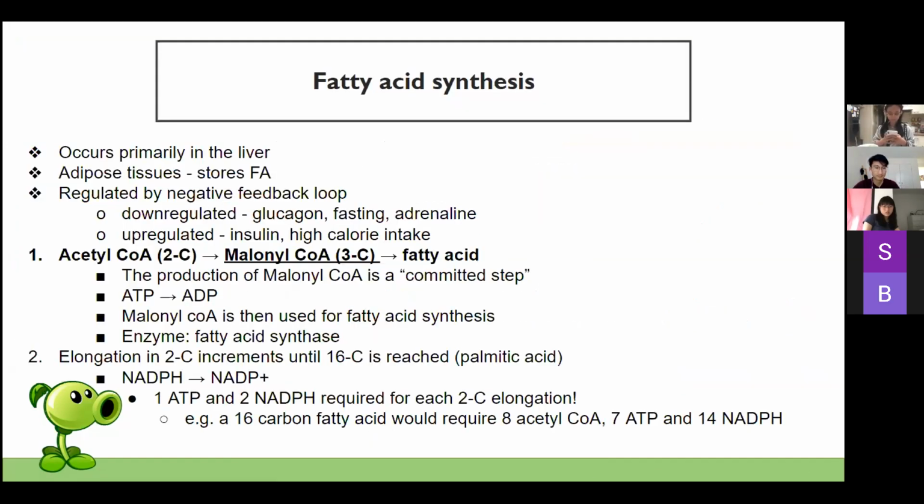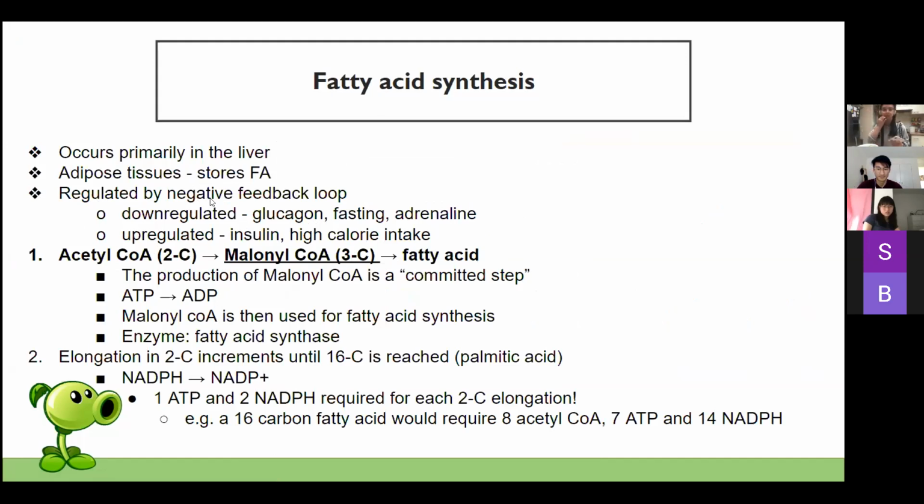Okay, so this is the reverse of beta oxidation, right? In beta oxidation, we convert fatty acid into acetyl-CoA; here we go from acetyl-CoA into fatty acid. The important part of this slide, we'll go through this top one first.